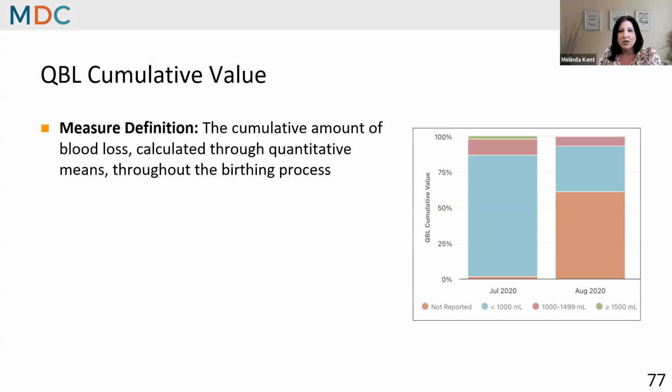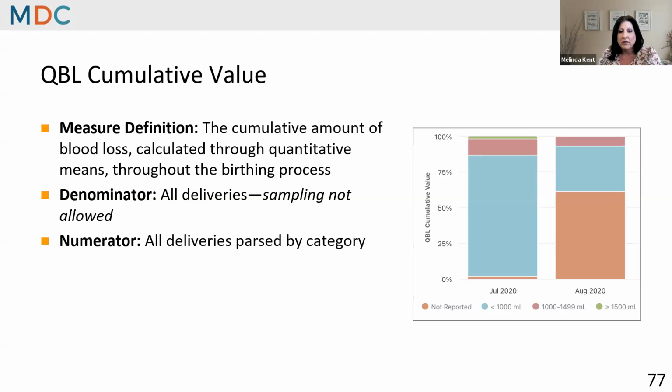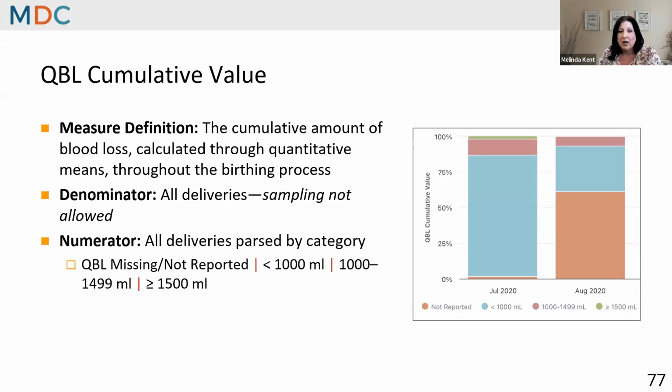So the QBL cumulative value is the cumulative amount of blood loss calculated through quantitative means through the birthing process. The denominator is all deliveries. Sampling is not allowed. And all deliveries will be parsed by category. So you can see in the graph, the stacked bar chart on the right, the categories: QBL missing, not reported, less than 1,000 mLs, 1,000 to 1,499 mLs, and greater than or equal to 1,500 mLs. So this is a really exciting chart to look at if you're evaluating this data. It gives a lot of information.